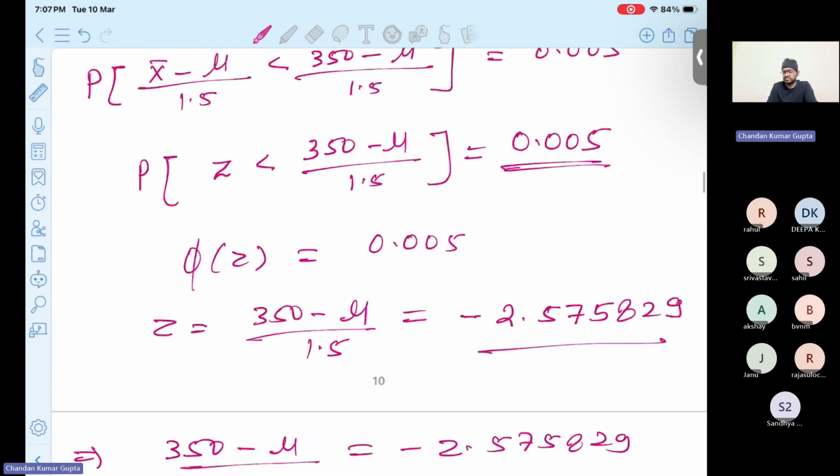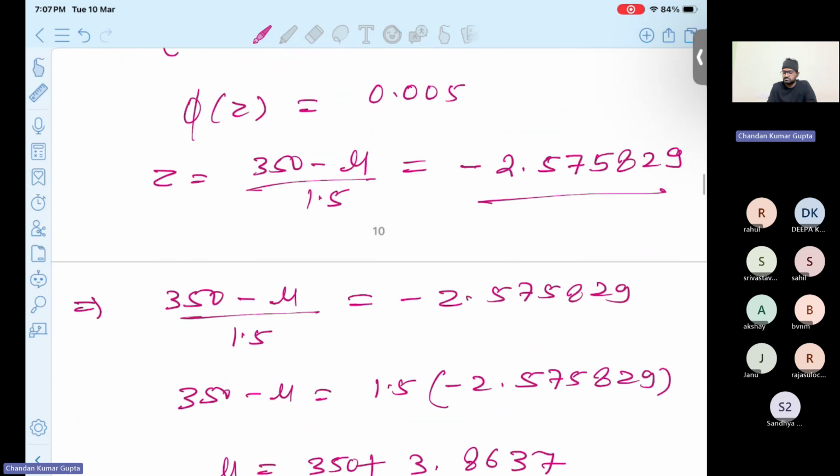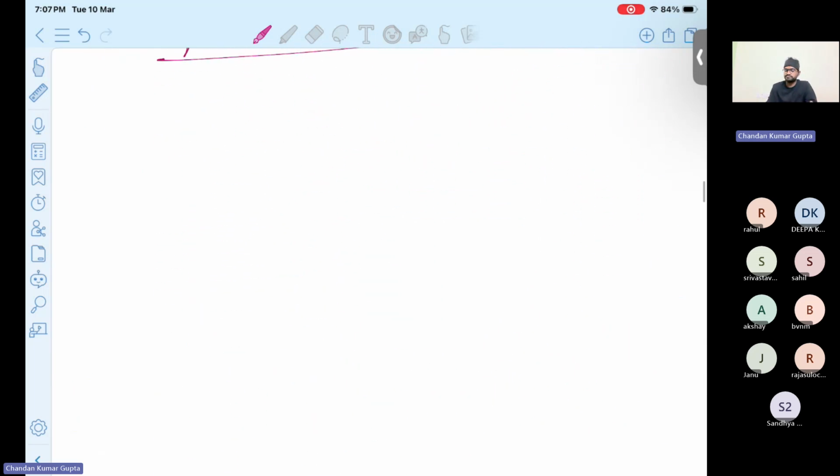These are the simple questions that we have already solved in the previous classes based on normal distribution. Any doubt or any question up to this point? You may please ask. No. Okay, then we will solve the next question.